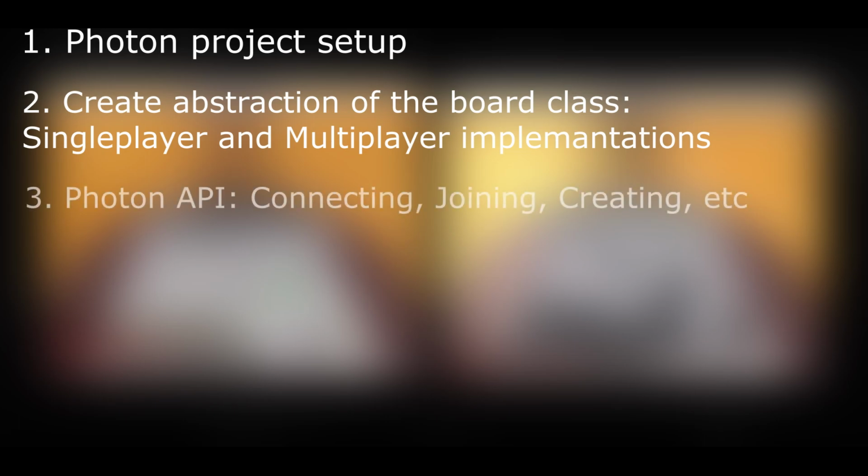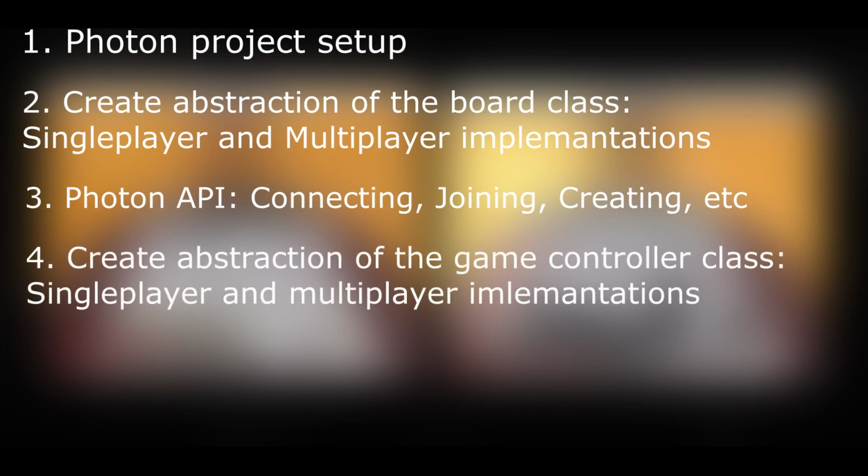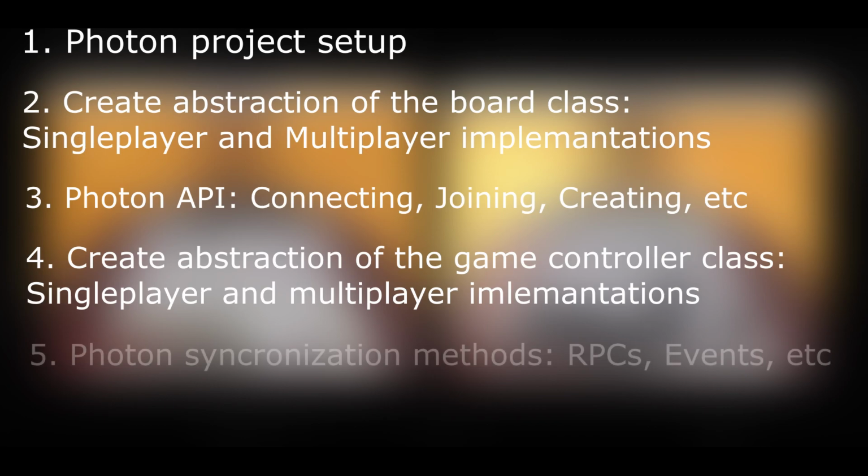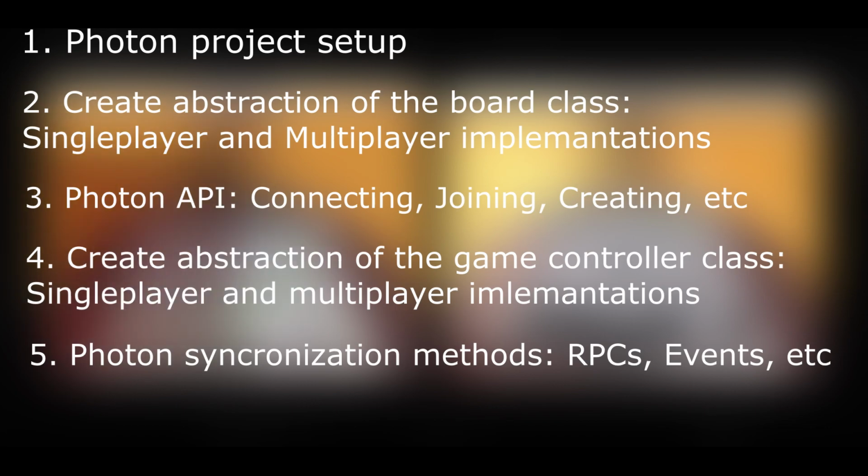Next, we will learn how to use Photon API to connect to a server, create a room with different properties, join already created rooms and set player properties. Next, we will modify the chess game controller class similarly to the board class modification. Then, we will take a look at the different ways that Photon synchronizes game state. We'll briefly talk about all of the possible ways and implement remote procedure calls to synchronize the board data and piece movement.